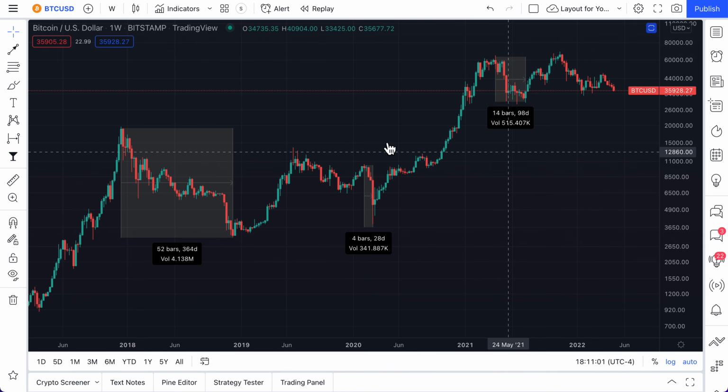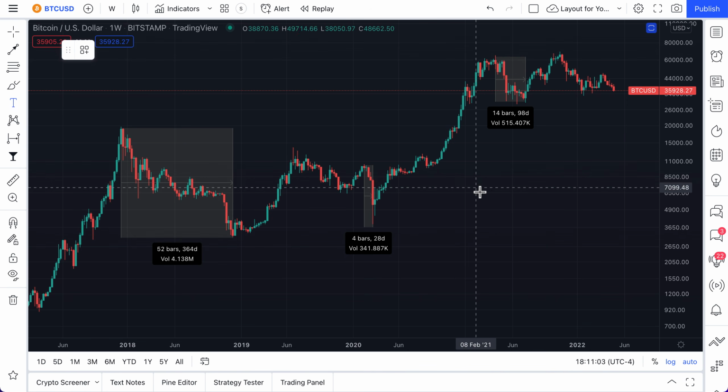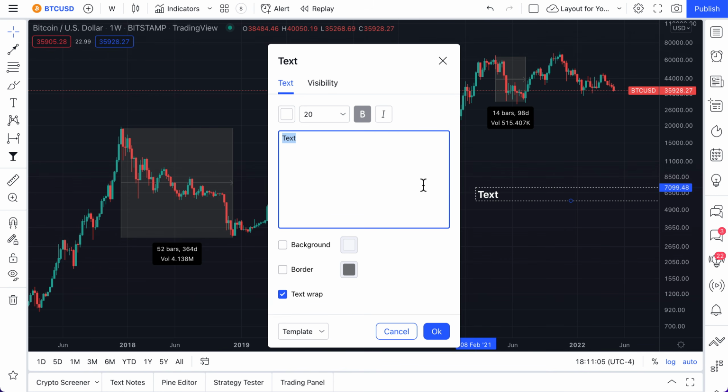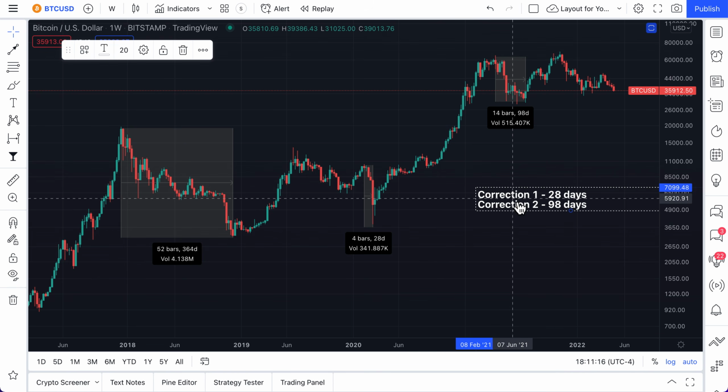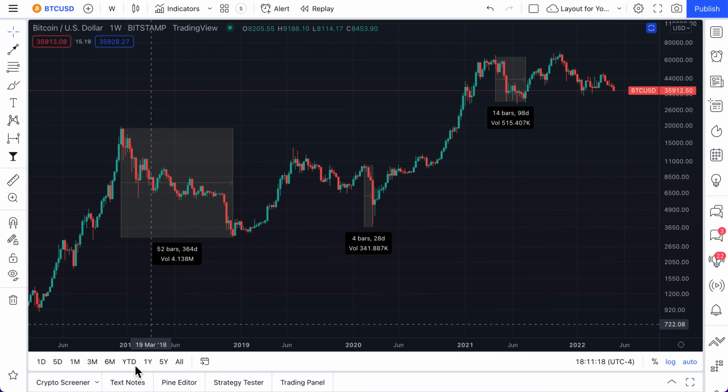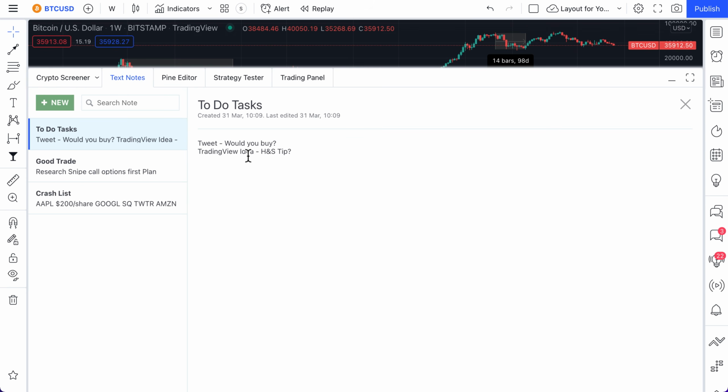So you're really doing your research, and if you wanted to, you could also jot these notes down. You could write correction 1, 28 days, correction 2, 98 days. You get the idea. This is your research. You can write it directly on the chart. Don't forget, you also have text notes at the bottom that you could also use as well.